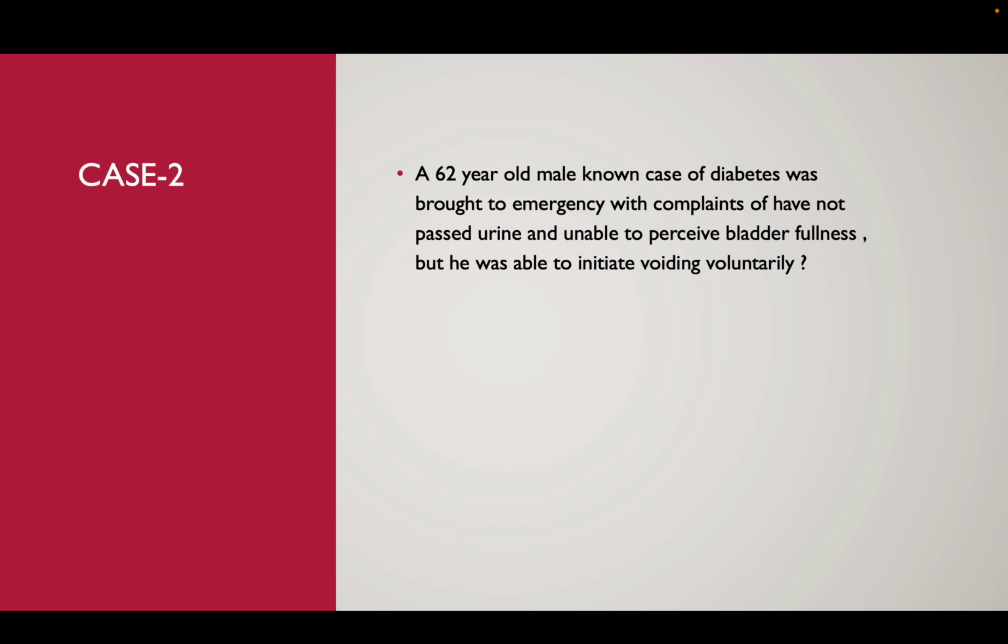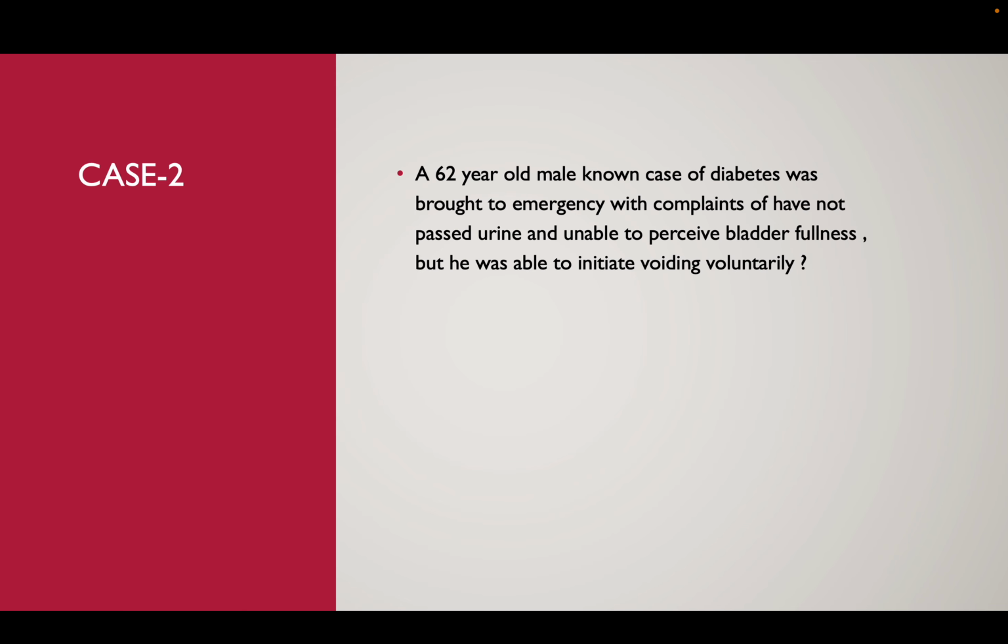A 62-year-old male, a known case of diabetes, was brought to the emergency with the complaint of having not passed urine, unable to perceive the bladder fullness, but was able to initiate voiding voluntarily. So here the 62-year-old male is a known case of diabetes. So he was brought to the emergency that he has not passed urine for a while.